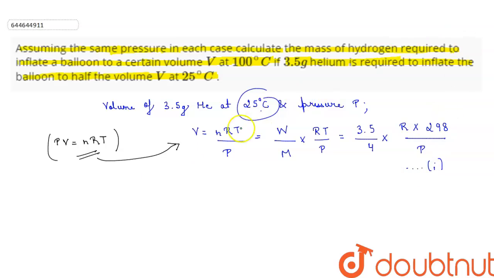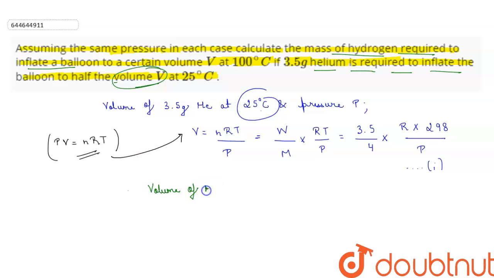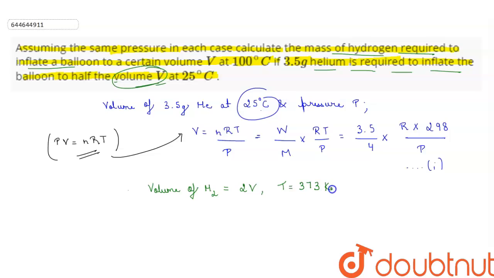Right, now moving forward. We have to find out the mass of hydrogen required to inflate a balloon. It is given that 3.5 gram of helium is required to inflate the balloon to half the volume V, which means that in case of hydrogen, the volume of hydrogen will be double the volume V, and the temperature will be 373 Kelvin, as the given temperature is 100 degrees Celsius.